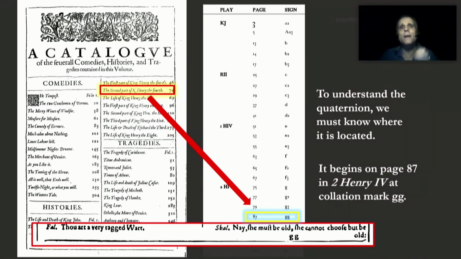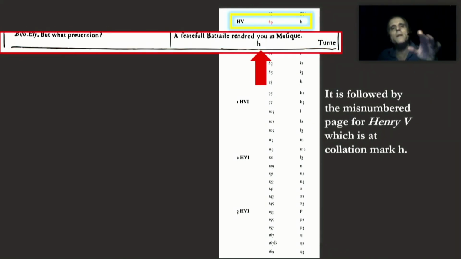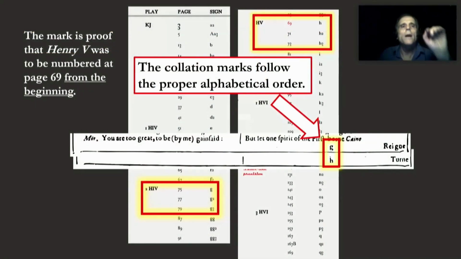It begins on page 87 in second part of Henry IV at collation mark GG. The last section begins on page 93 at collation mark GG4. This is near the center of the book. It is followed by the misnumbered page for Henry V, which is at collation mark H. This mark is proof that Henry V was to be numbered at page 69 from the beginning when the folio was planned. The collation marks from the previous ternion group follow the proper alphabetical order, but there is something astonishing about that page number.